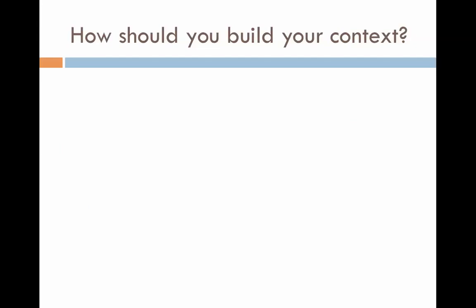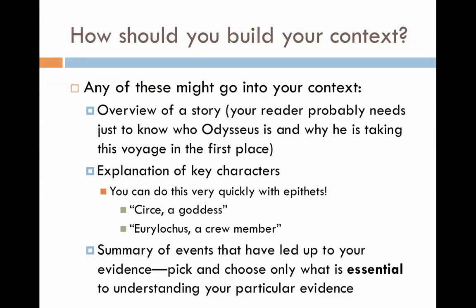So how should you build your context? How do you decide what goes in there? Well, any of these might go into your context. For example, an overview of your story. Your reader probably needs to know who Odysseus is and why he is taking this voyage in the first place. Your reader also might need an explanation of key characters, and you can do this very quickly and very shortly with epithets, things like saying Circe, a goddess, or Eurylochus, a crew member, so it doesn't take a lot of explanation to clarify who a character is.